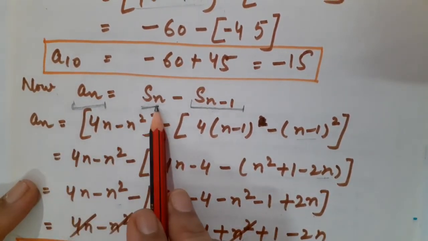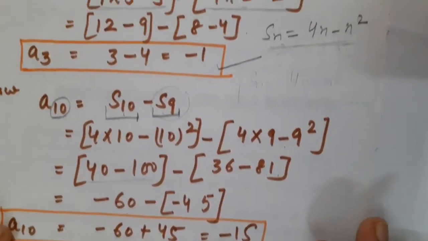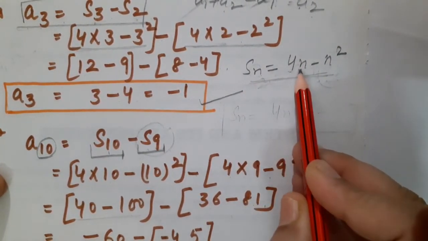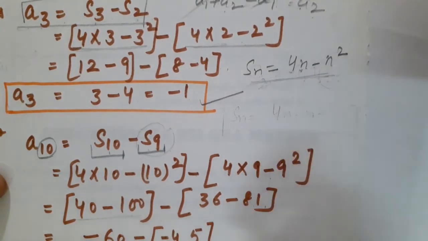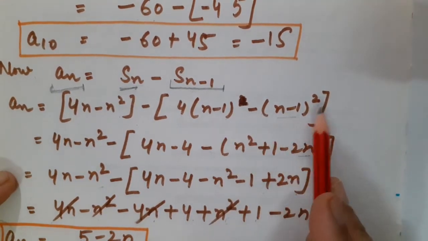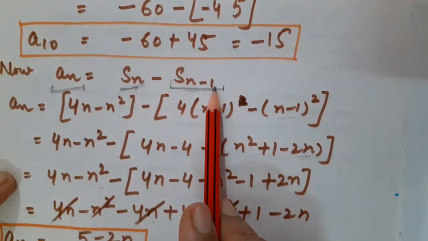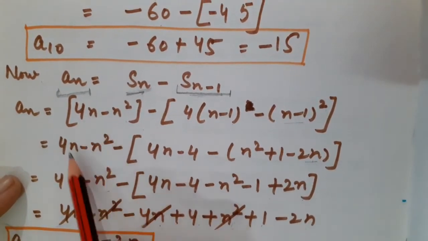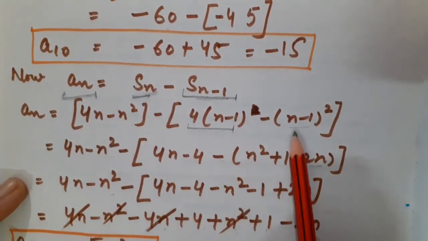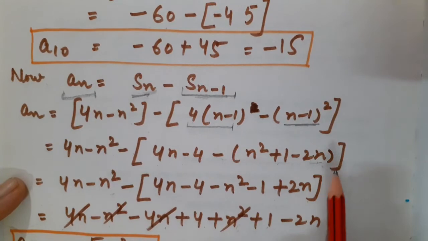So let us simplify them. An is equal to Sn, which I know, that is 4n minus n square. So now, children, I have to calculate Sn minus 1. Please be alert. It should be S(n minus 1) is equal to 4 into (n minus 1) minus (n minus 1) whole square. Check it. 4 into (n minus 1) minus (n minus 1) whole square, because in place of n you will be just substituting n minus 1. Correct? Now this is 4n minus n square minus, simplify them. It would be 4n minus 4 minus the whole square, that is n square plus 1 minus 2n. Correct?